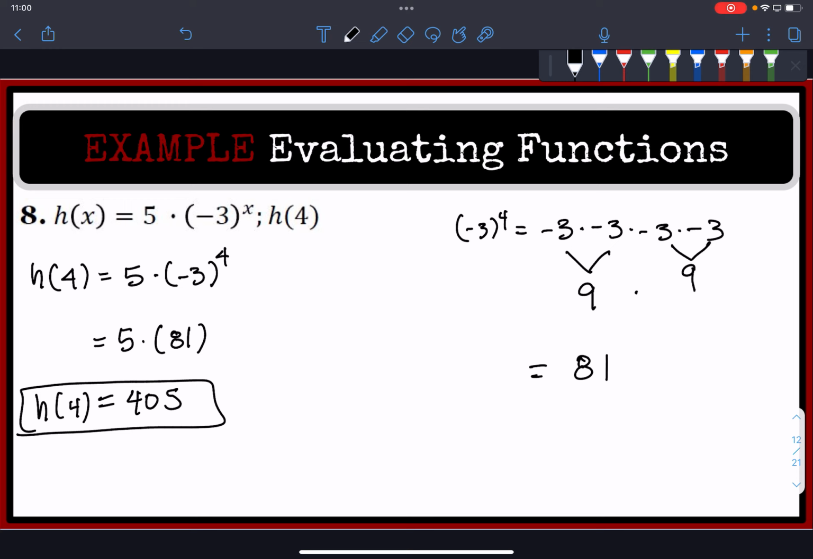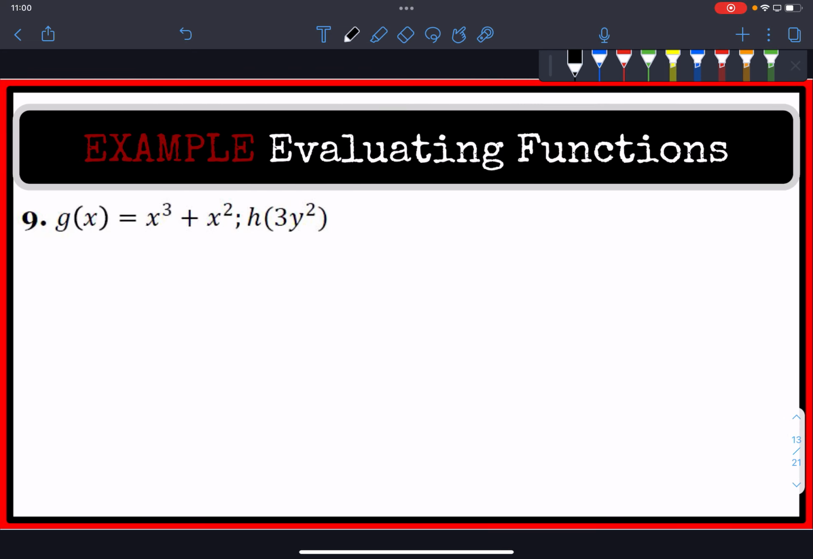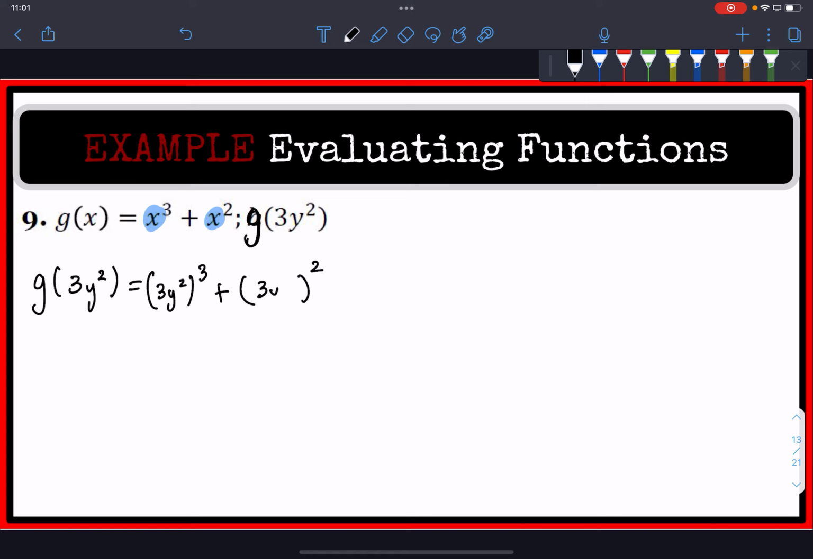Now, we can also plug in other things besides just numbers. We can apply this function notation and use it to evaluate a function, let me change this to a g, that should be a g, at other expressions. For example, on this one right here, we are replacing the x value with the expression 3y to the second power. So this x value here and this x value there, which are being raised to the 3rd power and to the 2nd power, I'm going to replace with the expression 3y squared and 3y squared.